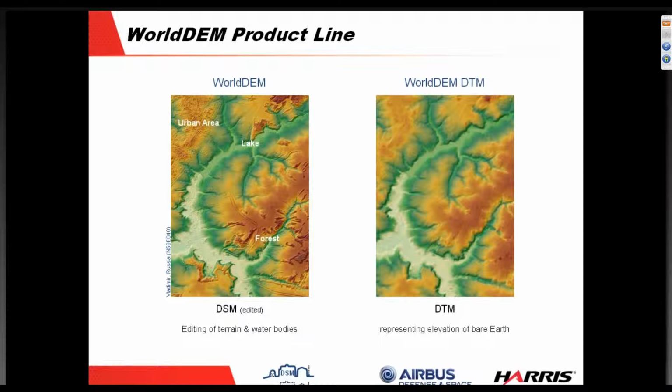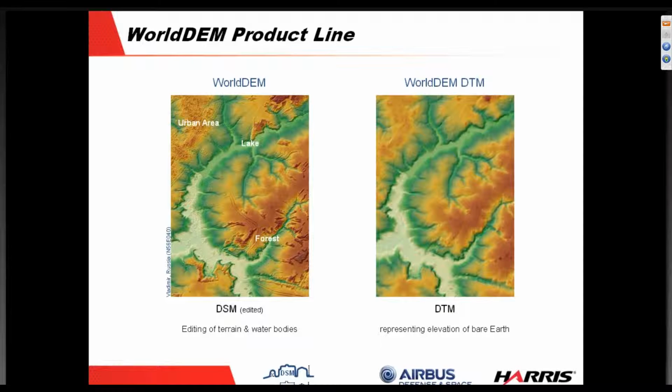What WorldDEM products can be ordered and are offered by us? We have a DSM and a DTM product. DSM stands for surface model, which includes the height of the vegetation and buildings, and a DTM representing the bare earth. That means that the height of buildings and vegetation is removed.